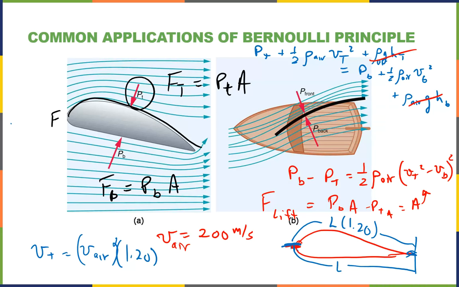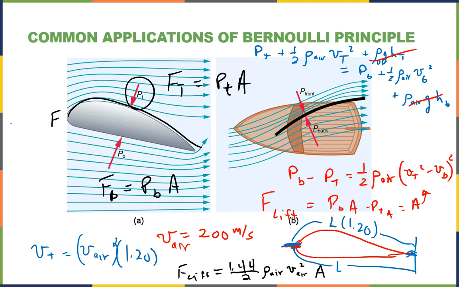So speed of the top squared would be 1.44 times speed of the bottom squared. So this last equation is very specific to this problem and not general in any way. Where A is the area of the wing. So the bigger the area of the wing, the more lift you'll have.